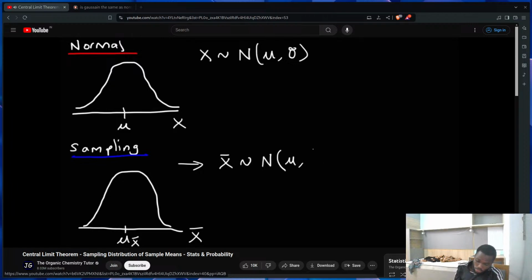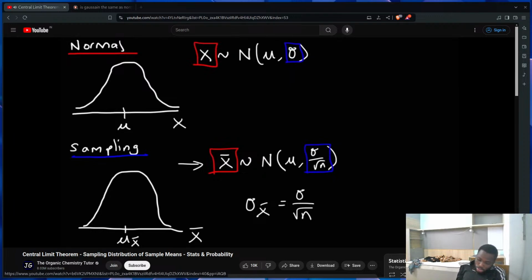And then the standard deviation of the sampling distribution is sigma divided by the square root of n. So we're not going to have sigma here, but we're going to have sigma over the square root of n in this area. So notice the difference: x bar instead of x, and sigma over square root n, instead of just sigma.